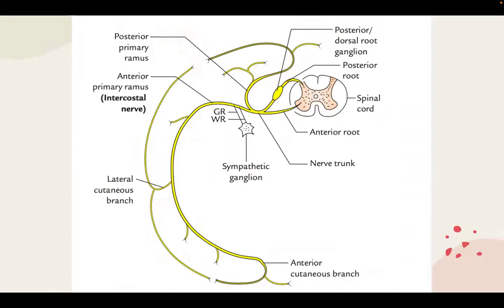Branches. These intercostal nerves give out several important branches: collateral branches run along the rib below, lateral cutaneous branches supplying the skin at the mid-axillary line, anterior cutaneous branches near the sternum, muscular branches supplying the intercostal and nearby muscle, and sensory branches supplying the pleura.